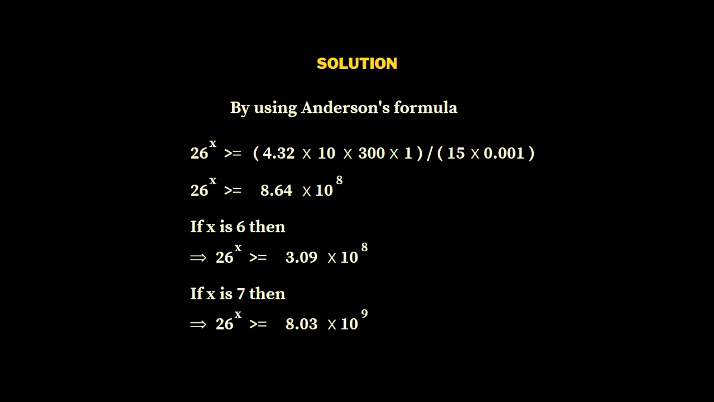Solving this equation, when x is 6, then 26 to the power x is 3.06 times 10 to the power 8. And solving this when x is 7, then 26 to the power x is 8.03 times 10 to the power 9.